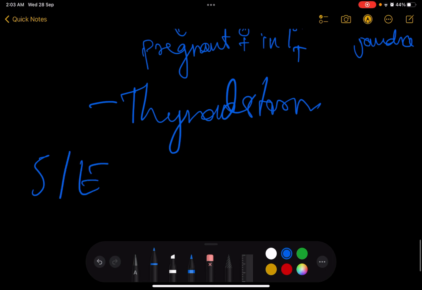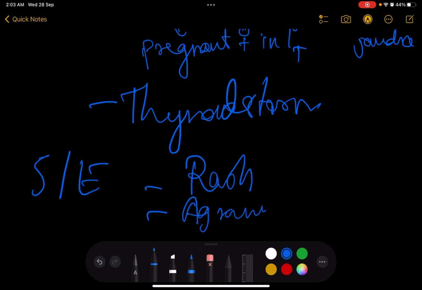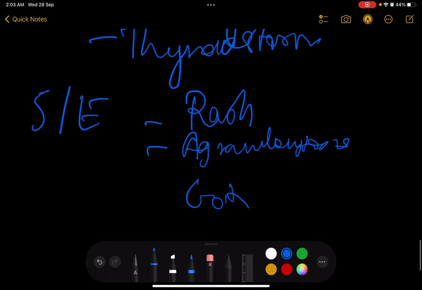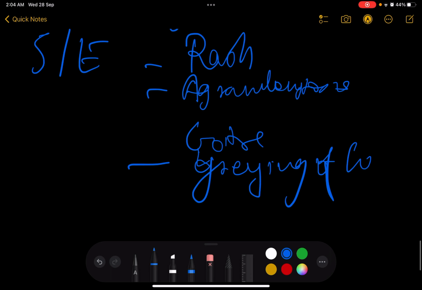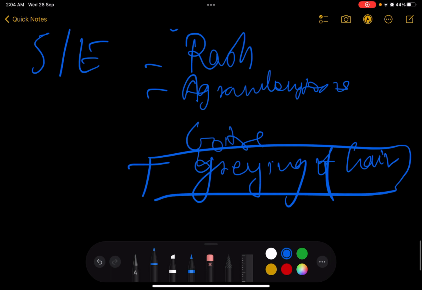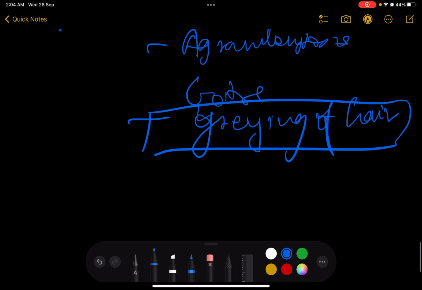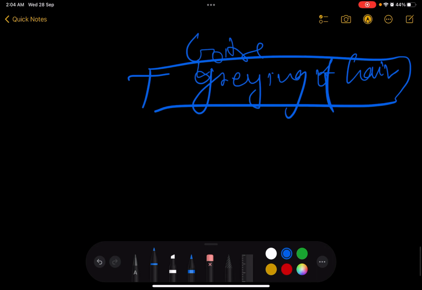Obviously, there are other side effects apart from hepatotoxicity, like rash, agranulocytosis, then arthralgia, goiter, obviously, graying of hair. Yes, graying of hair is something that we see in patients that come. They say, oh, bhai, the graying of hair has already occurred. What do we do? We say simple, boss, you can't do anything much. You have to take this drug. Otherwise, there was no other option. I mean, you have to save yourself and your hair, obviously.